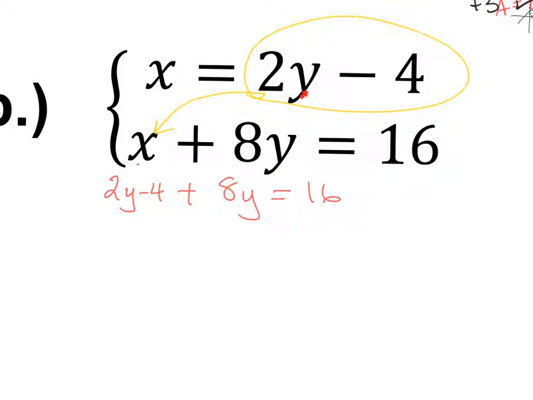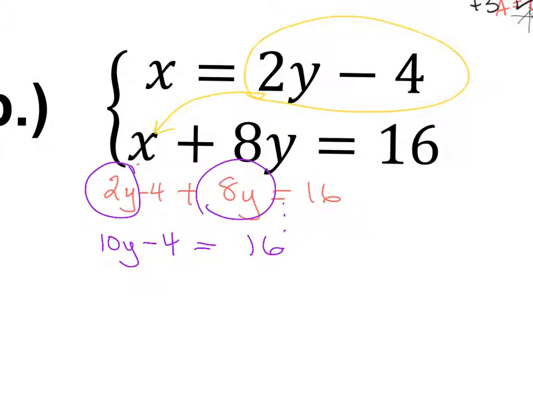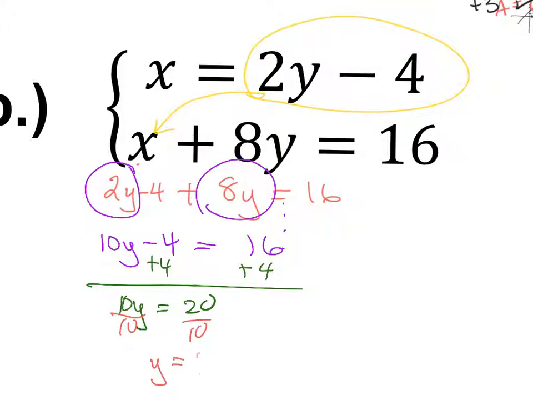The purpose of doing this is so that you have an equation where there's only one variable, because when you have 2 variables in an equation, you can't solve. You have 2 unknowns, you can't solve. And so now you plug this in, so you only have one variable that you're solving for. Solve like you know how to do. Combine like terms. That gives you 10y minus 4 is equal to 16. Add 4 to both sides. You get that 10y is equal to 20. Divide by 10. You get that y is equal to 2.